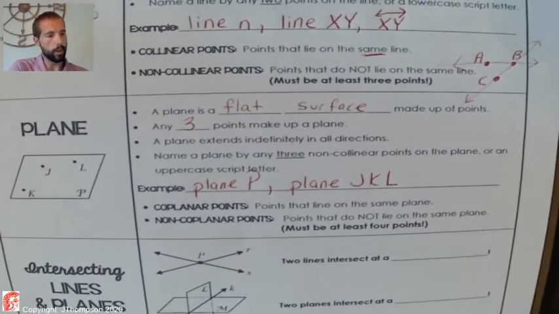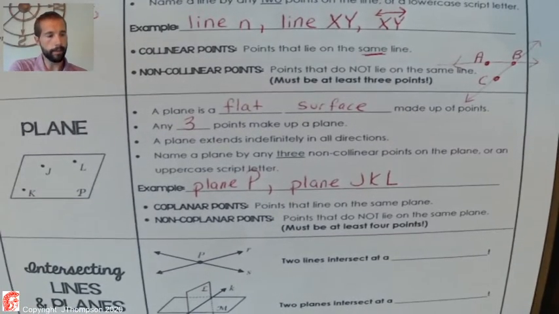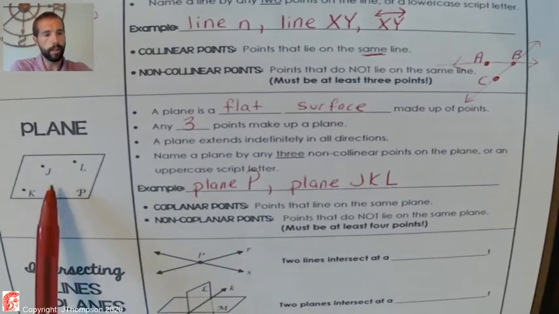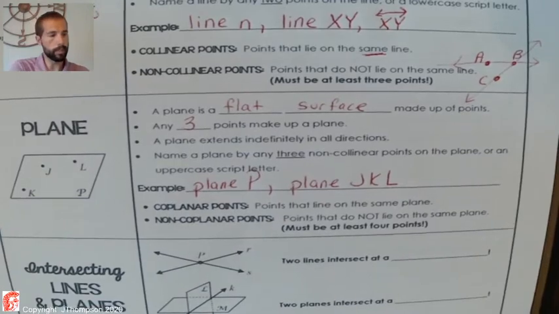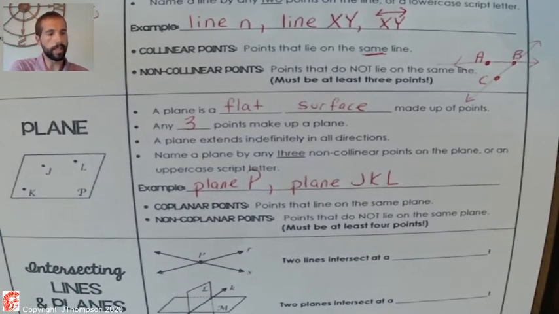Coplanar points are points that lie in the same plane. So in this picture over on the left, point K, point J, and point L are coplanar points. Non-coplanar points are points that do not lie in the same plane.